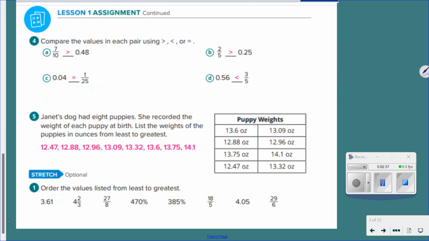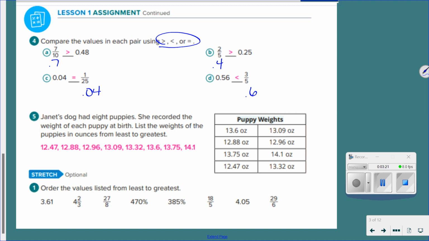Second part of it, compare the values in each pair using our symbols. The easiest way to do this is to turn the fraction into a decimal. 7/10, you should be able to know it. That's 7/10, so that's going to be bigger than 48 hundredths. 2/5 is the same as 4/10, which is also bigger than 25 hundredths. 1/25 is 4 hundredths, so that's going to be the same as an equal. 56 hundredths, 3/5 is 6/10, so that is going to be less than. Questions on number 4?